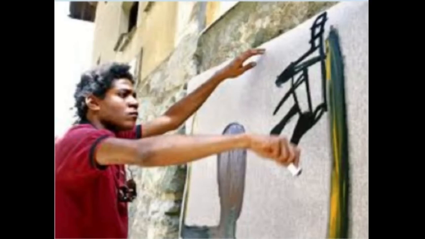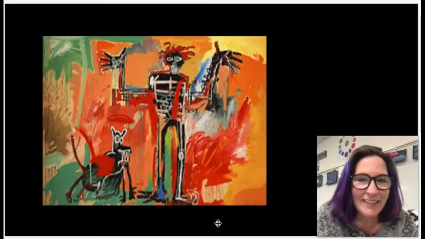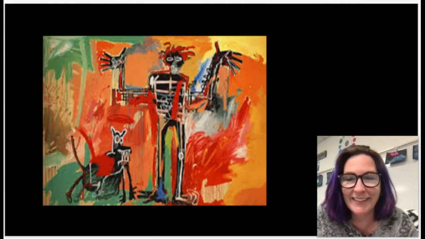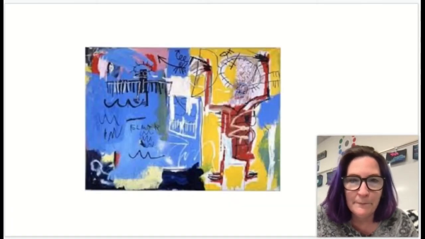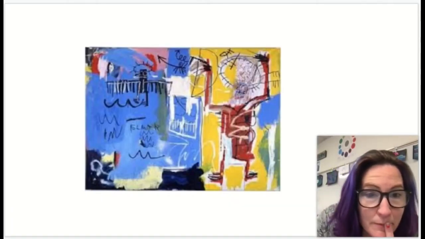That's Jean-Michel Basquiat. That's some of his work. I think he liked dogs. What do you think this one's about?